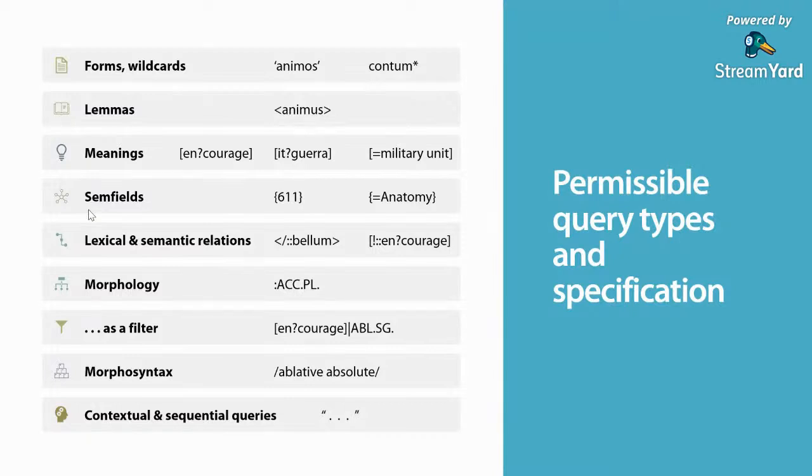Of course, all of these different kinds of queries can be combined into more complex ones. For example, strictly sequential adjacency queries can be specified by including one or more query descriptors within double quotes, whereas leaving out the quotes would mean that the descriptors will be matched just if they occur in the same context.